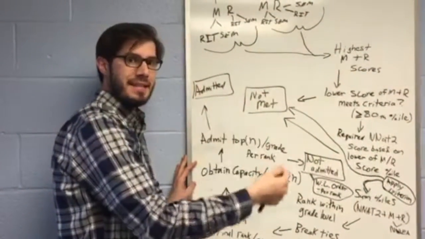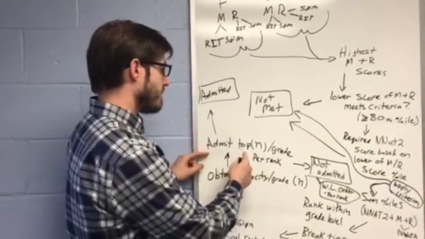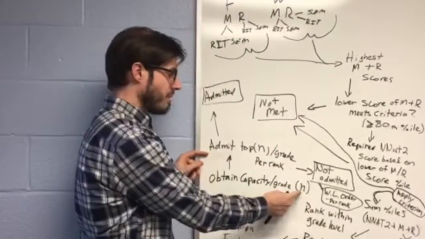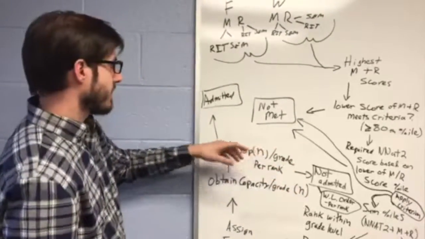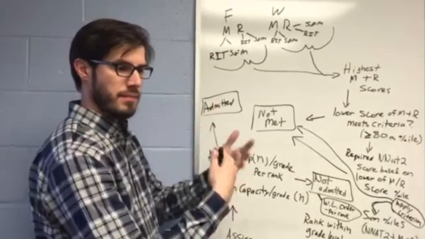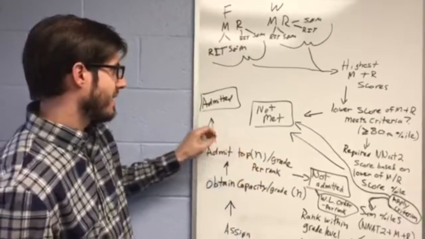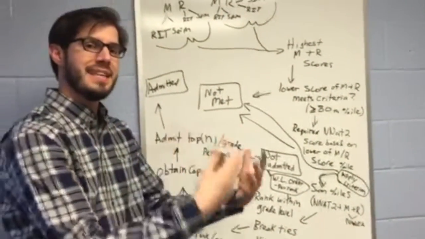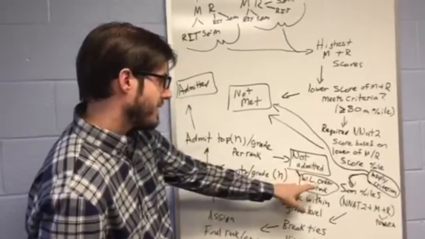Once we obtain the capacity of the TAG program, we know how many students to admit. So we admit the top N students, where N is the capacity of the program, per grade, based on their ranking. If they did not rank high enough to place into the TAG program based on capacity per grade level, they are not admitted.